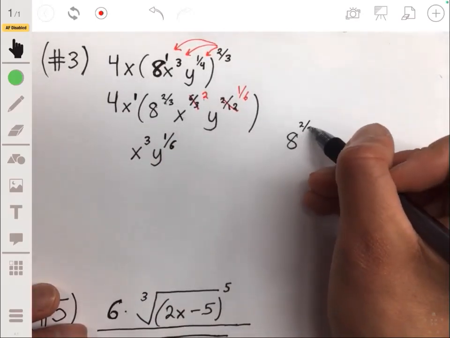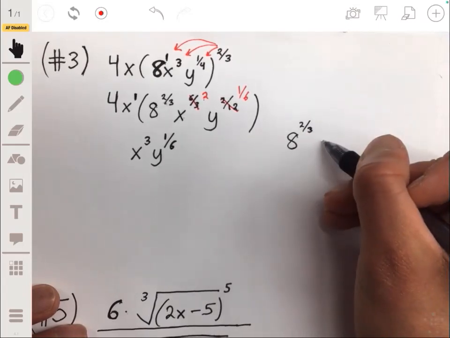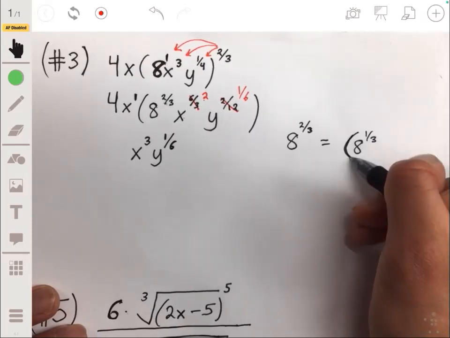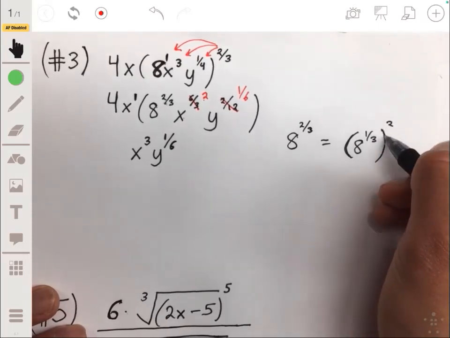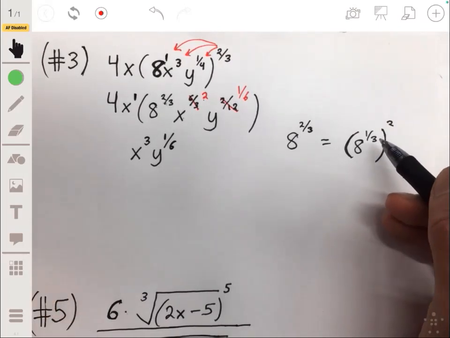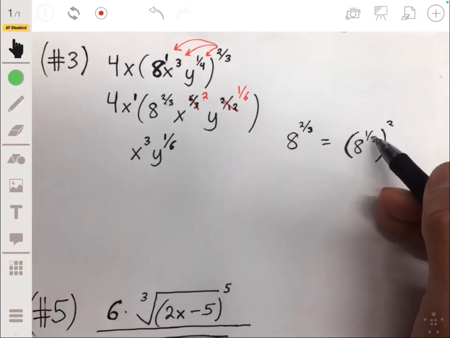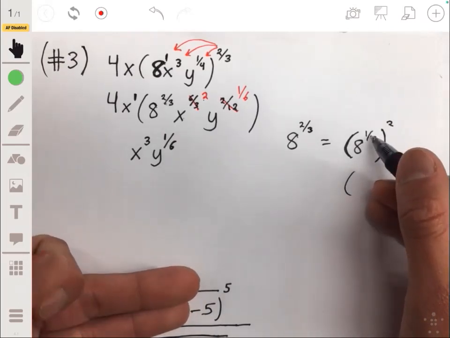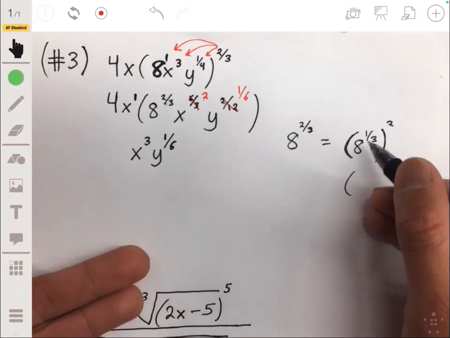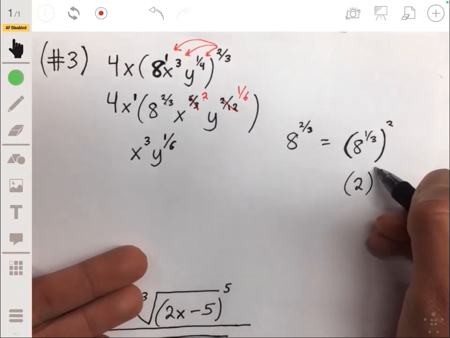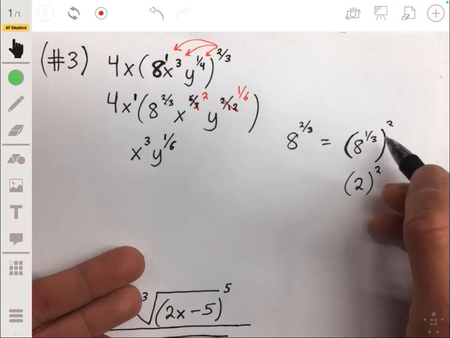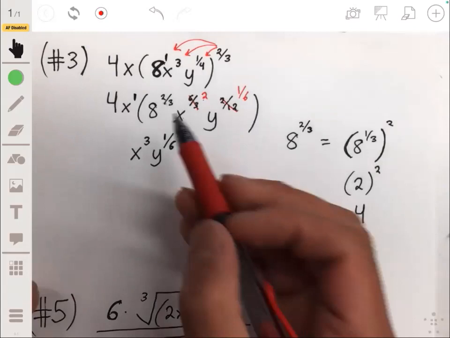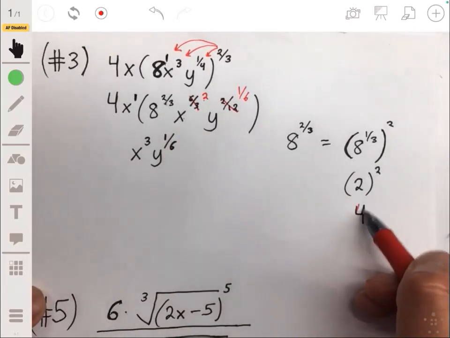And then here we have 8 to the 2/3. Now 8 to the 2/3, that's the same as 8 to the 1/3 all to the 2 power. And the reason we want to look at it like this is because 8 to the 1/3 is the third root of 8, or you're essentially trying to find what number to the third power equals 8. And that's just going to be 2. So then we have 2 to the 2, which is 2 times 2, or just 4. So this 8 to the 2/3 just becomes a 4.